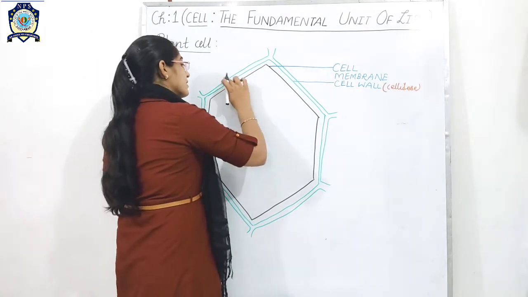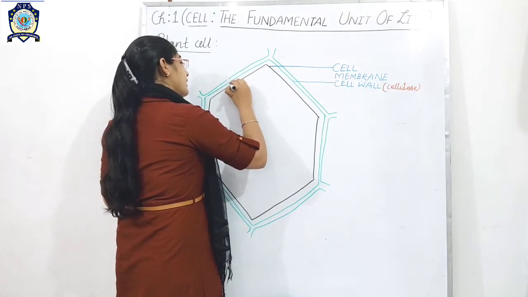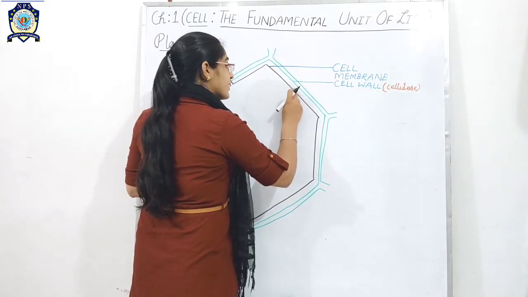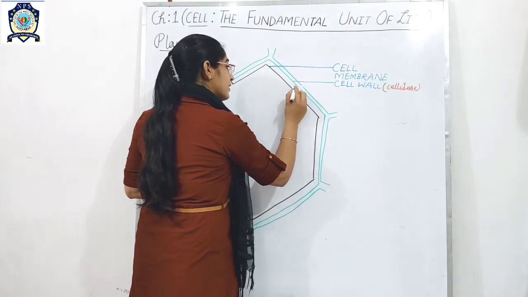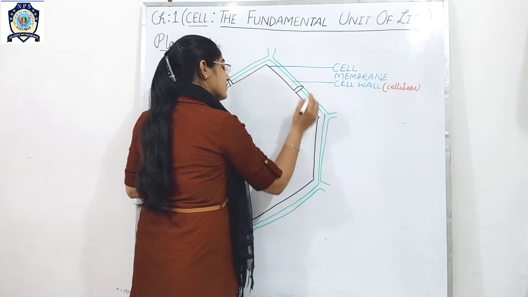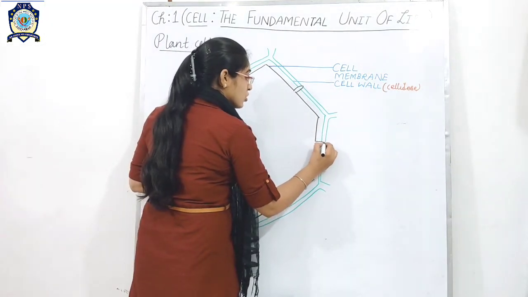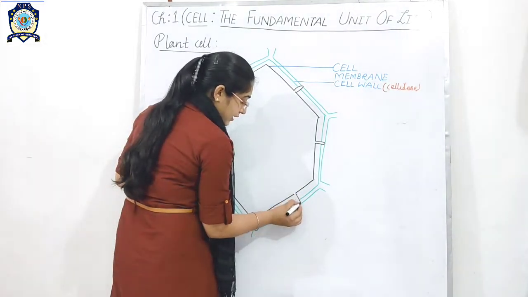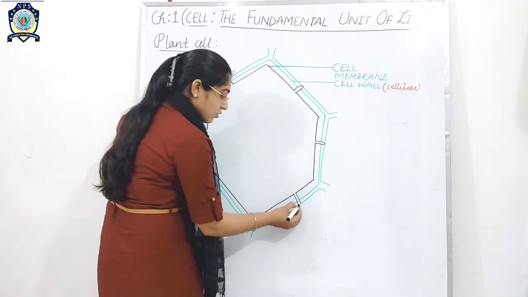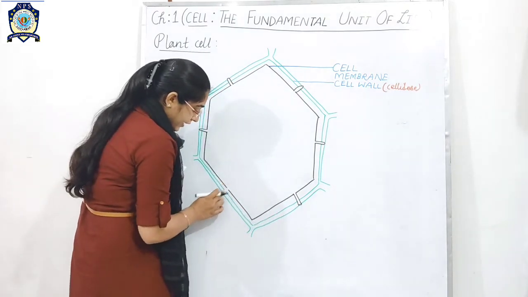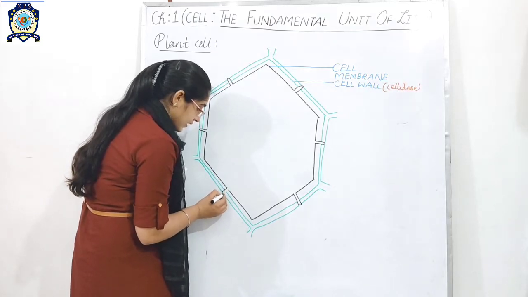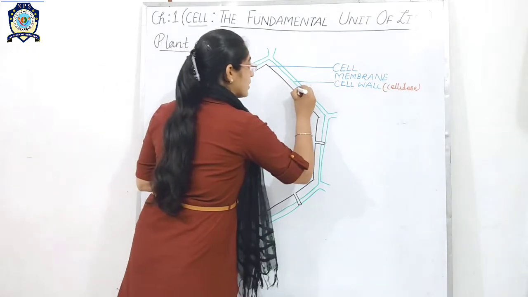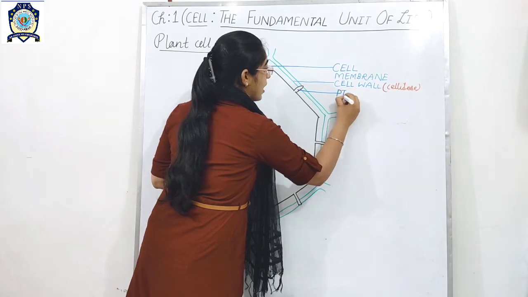Means in some areas of the wall there is no covering. So what is the function of these areas? There are some pits. As I am drawing here, simply you can draw it in this way also. Again, in some areas there is a pit. So if we label it, it is called the pit of the plant cell.